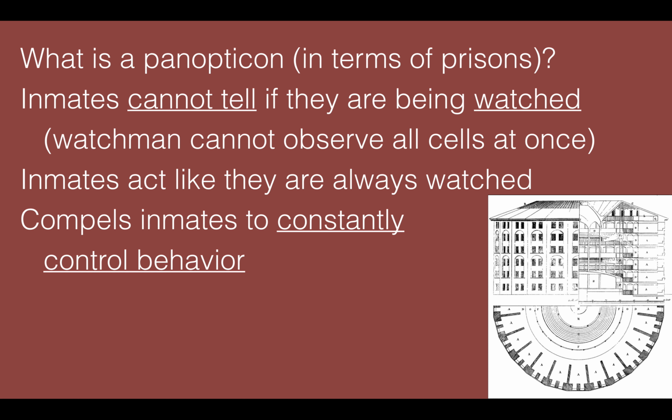And what is a panopticon in terms of prisons? When you have a panopticon, the inmates within a prison cannot tell if they're being watched. So when you have a watchman or even a couple of watchmen, they can't observe all the cells at once. So you use the structure of the panopticon to allow them to be perceived as seeing all cells at once. And because of this, inmates act like they're always being watched because of the way it's constructed. And again, I'll show you that in a second. It compels the inmates to constantly control their behavior.